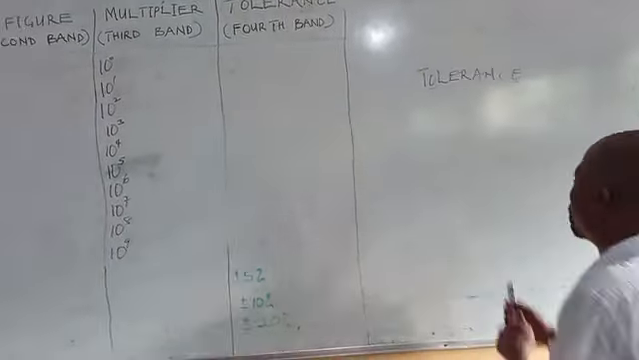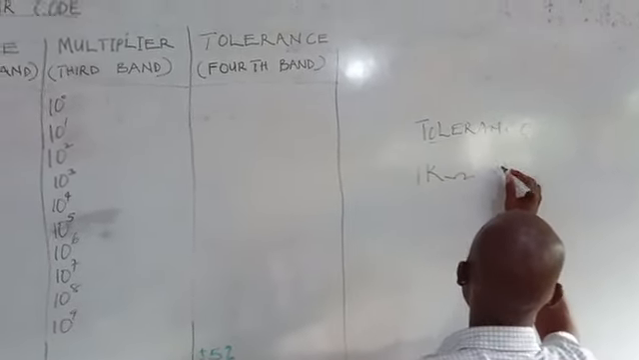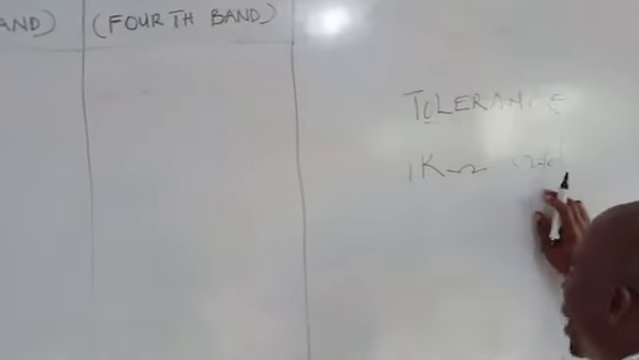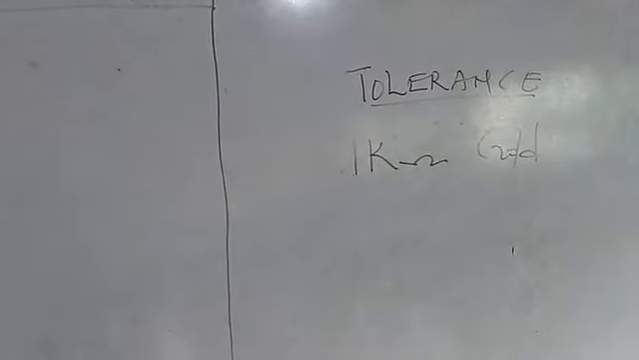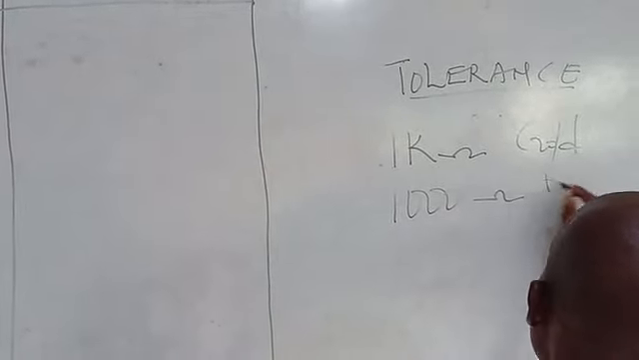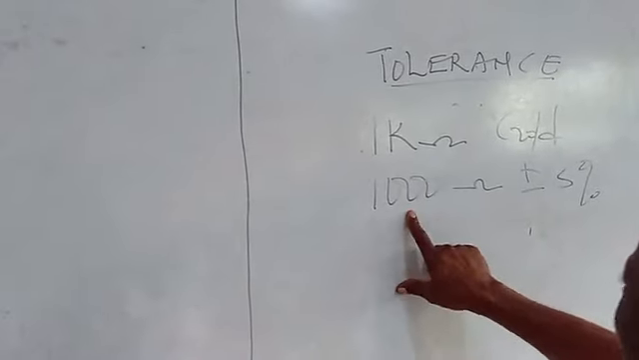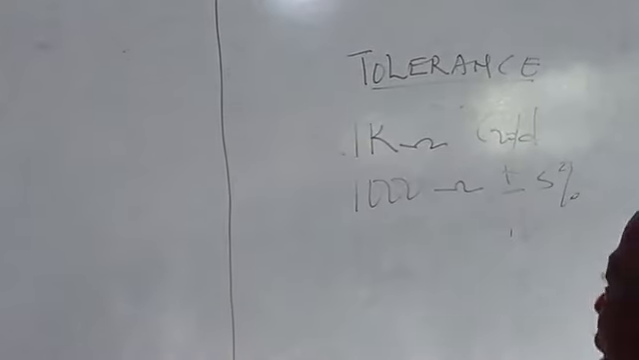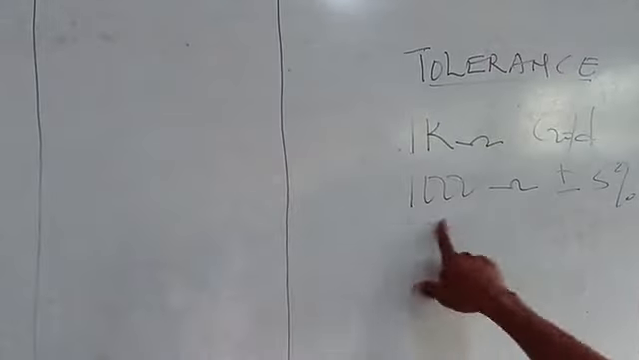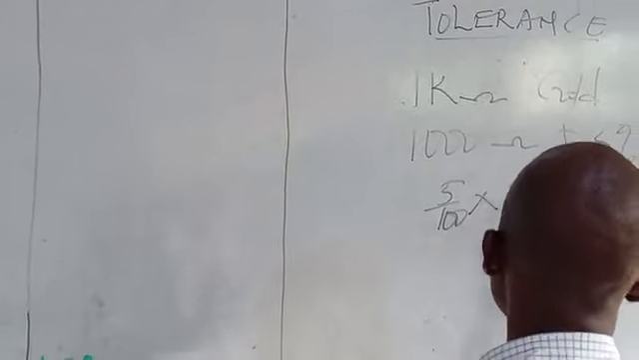For example, if you have a 1 kilo ohm resistor and it has gold as tolerance, and gold is what? 5%. So it means 1,000 ohm resistor plus or minus 5%. So it can perform, we can use it for values above and below 5% of this. Okay, let's do it like this. Let's find 5% of 1,000. 5 over 100 times 1,000. This cancels this, this cancels this. 5 times 10 is 50 ohms.